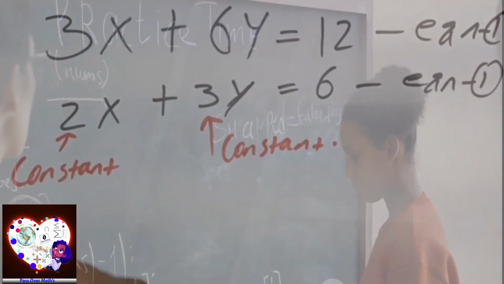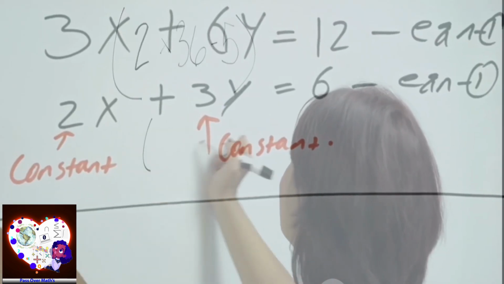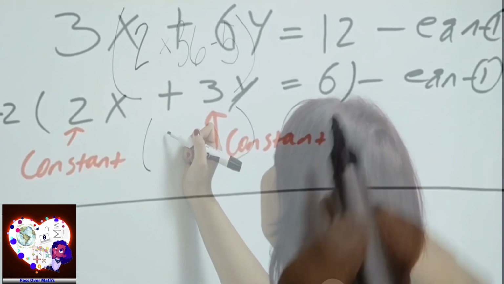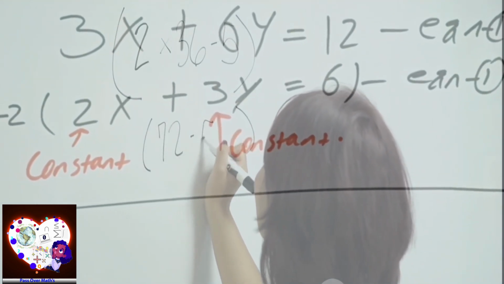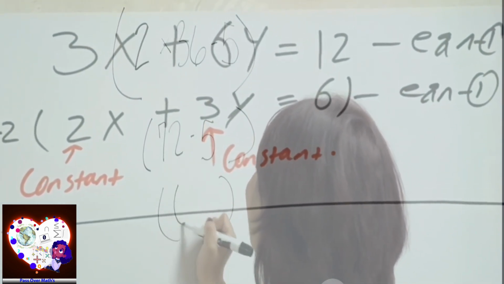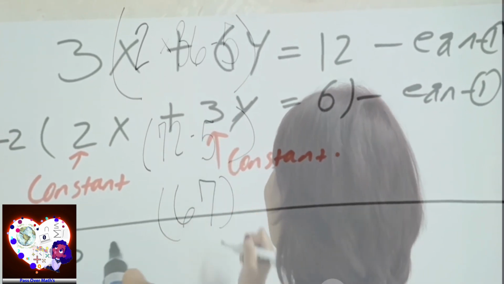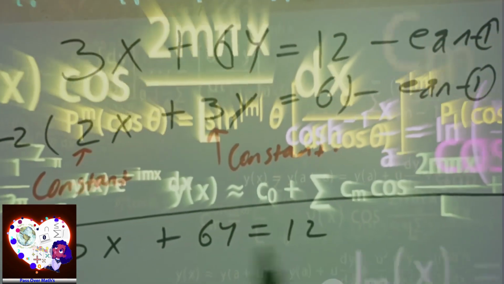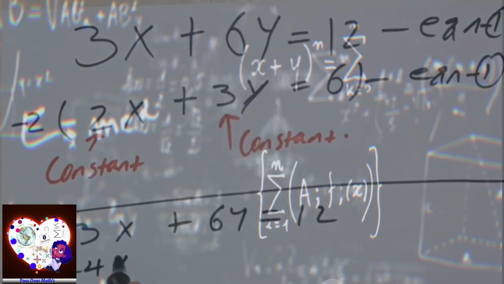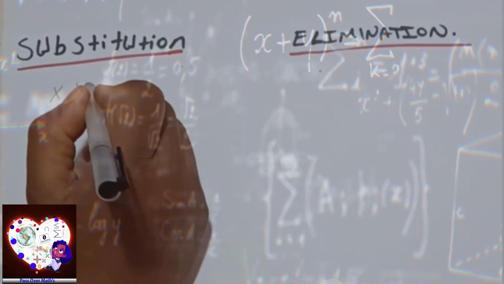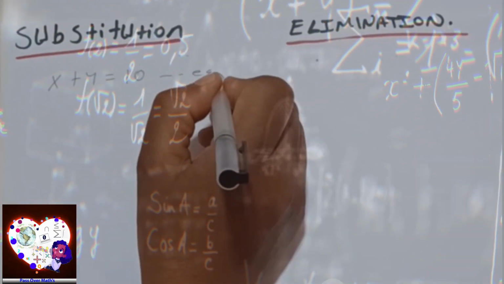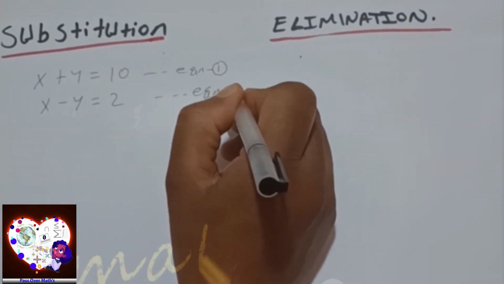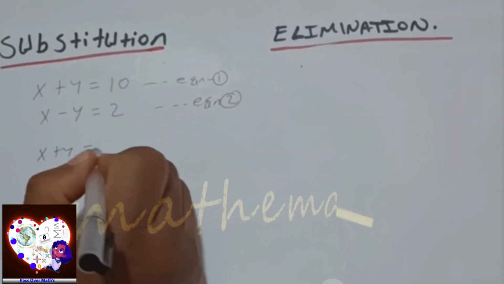The substitution method involves solving one of the equations for one variable and then substituting or replacing this variable in the other equation. On the other hand, the elimination method involves adding or subtracting the equations in a way that eliminates one of the variables, making it easy to find the value of the other. For example, if we have two equations, x + y = 10 and x - y = 2, we can add these equations to eliminate y, leaving us with 2x = 12. From here, finding the value of x becomes a breeze.